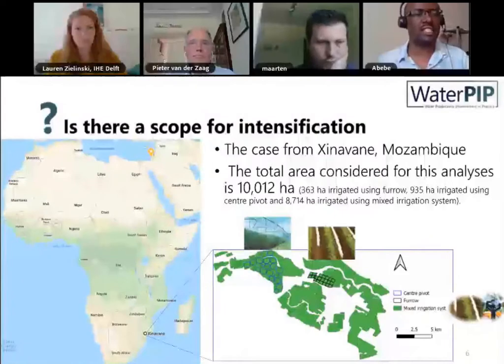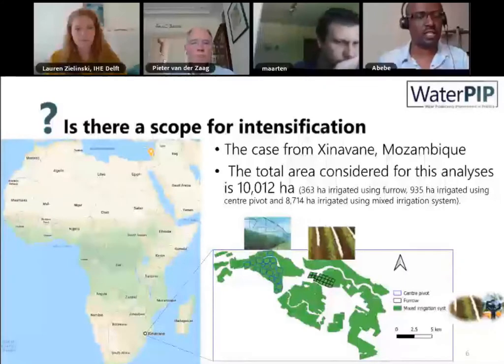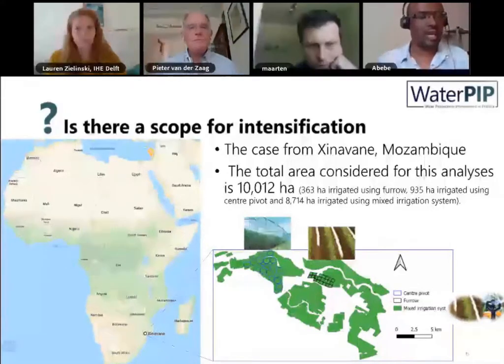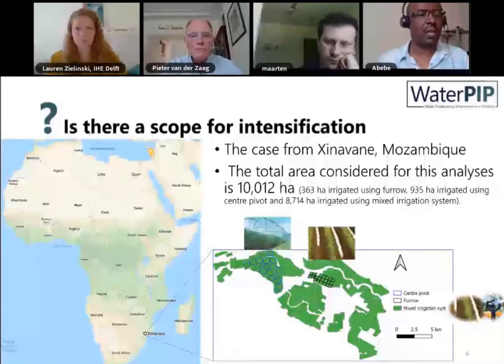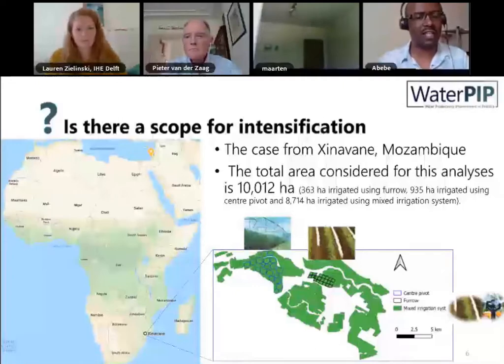But then the question is, is there a scope for intensification? Most of the next presentation, up to the conclusion, will focus on answering this and also showing how we could analyze towards answering this intensification question. For that, I zoom in on one of the sugarcane producing countries and a scheme called Sinavane in Mozambique. I will focus on only about 10,000 hectares of that Sinavane sugarcane plantation. In fact, this name has already appeared in our previous webinars, so it should be a very famous name, Sinavane.